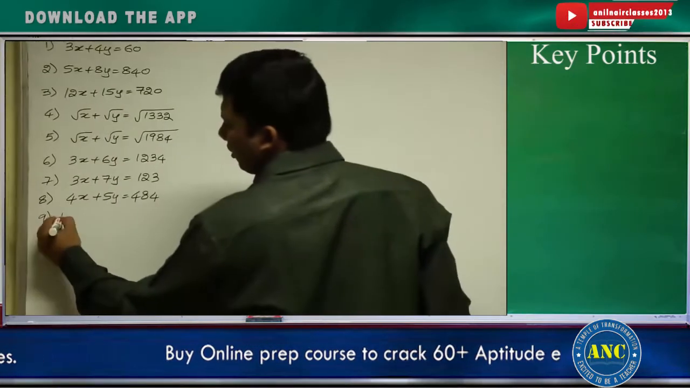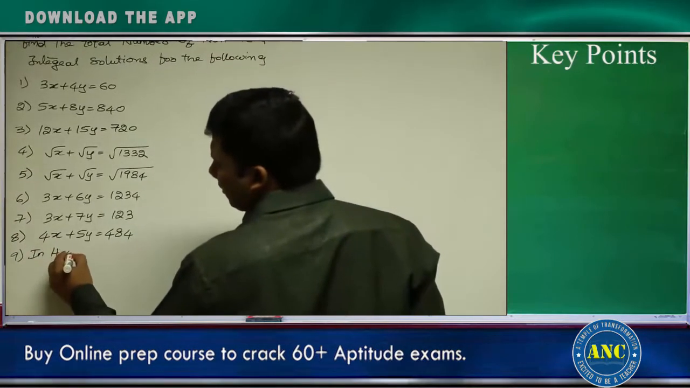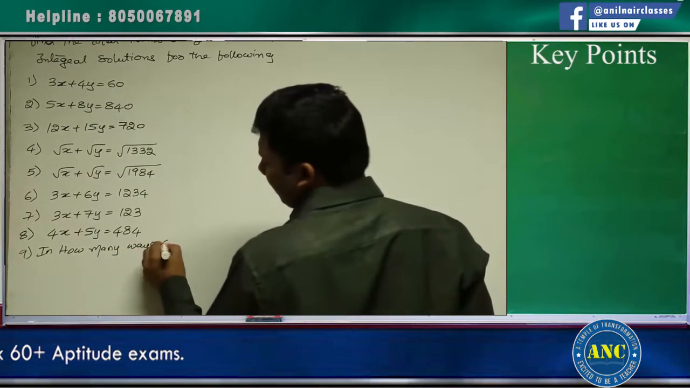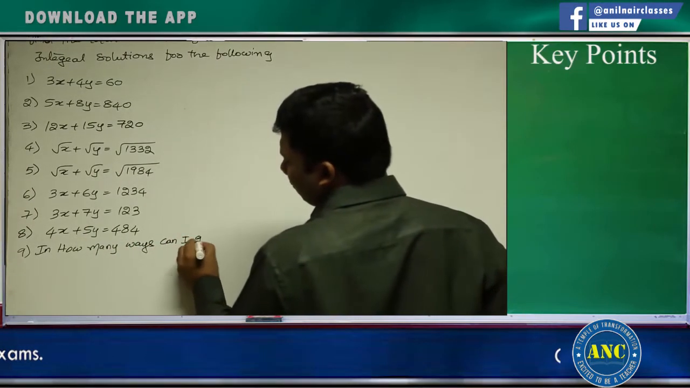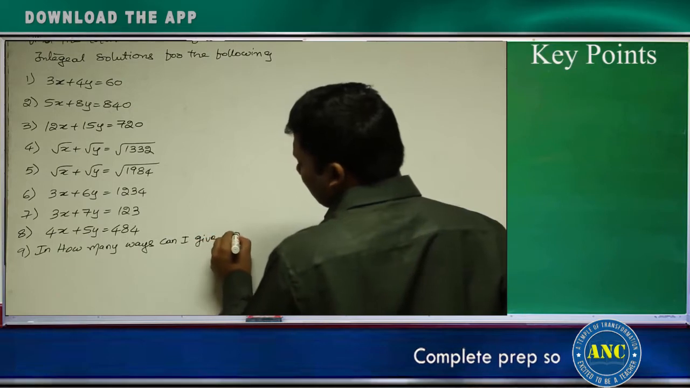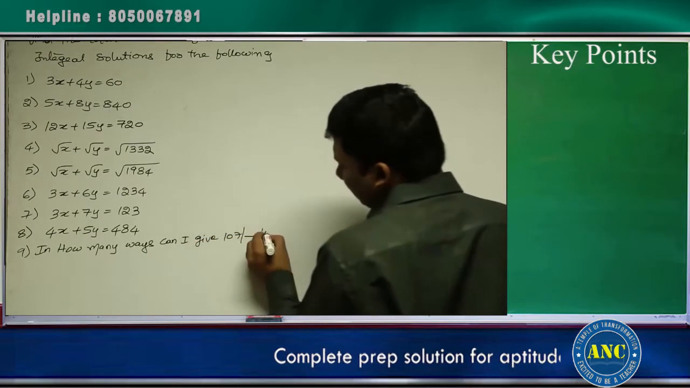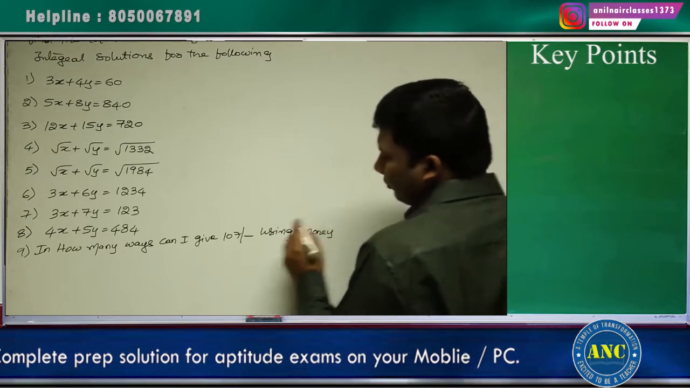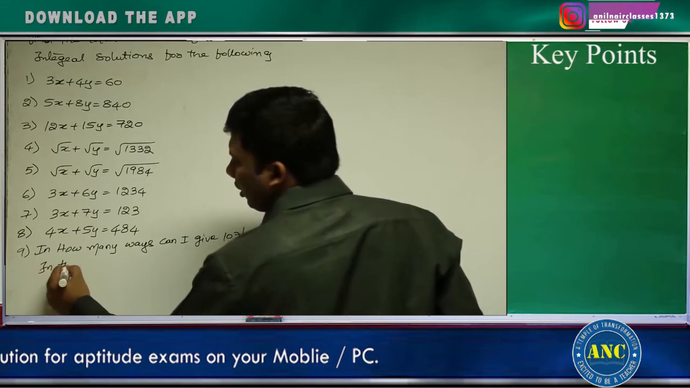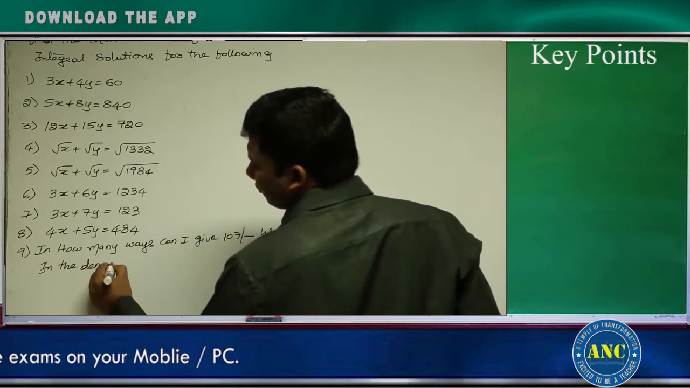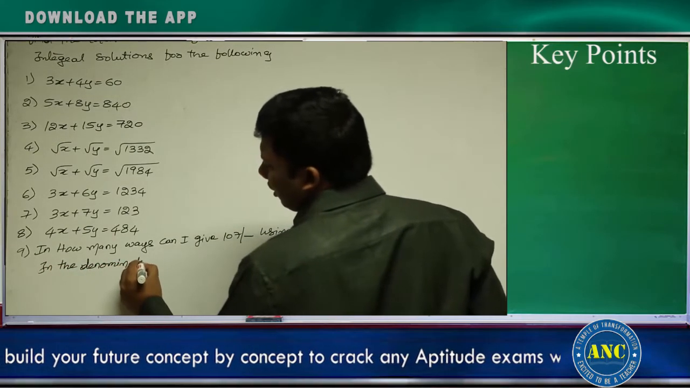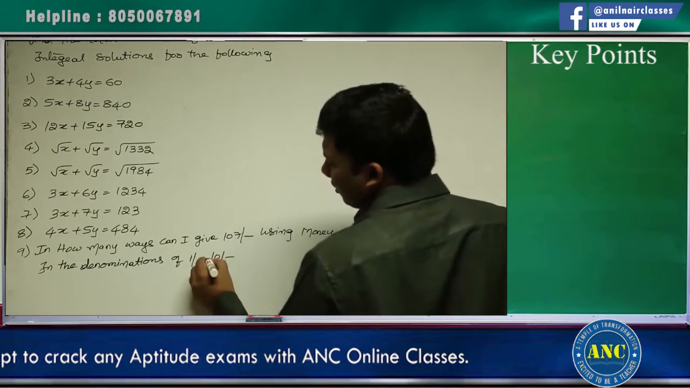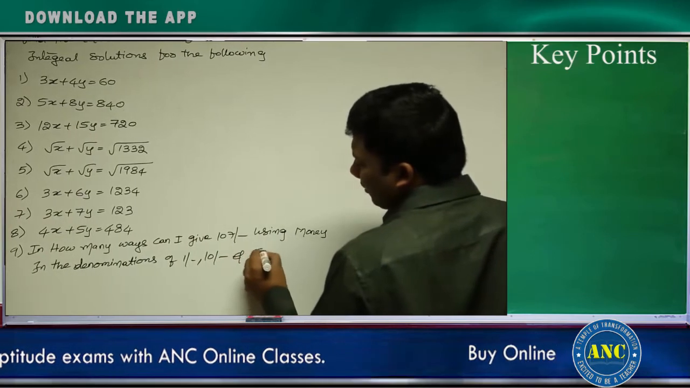Ninth one. In how many ways can I give 107 rupees using money in the denominations of 1 rupee, 10 rupees and 50 rupees.